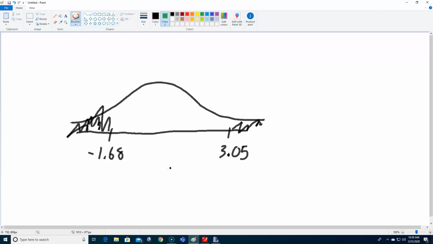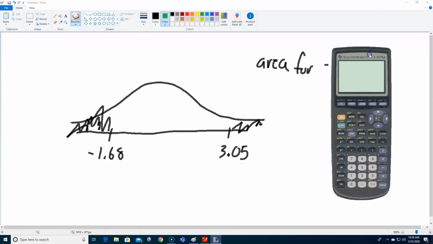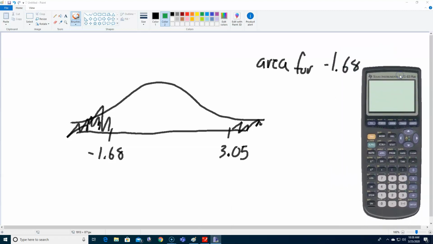So the first thing is I need to find the area associated with negative 1.68. So to do that, go to my calculator. We just did several problems just like this. So we're going to turn it on. Second, bars, normal CDF, because again we want to count all the way up to negative 1.68.